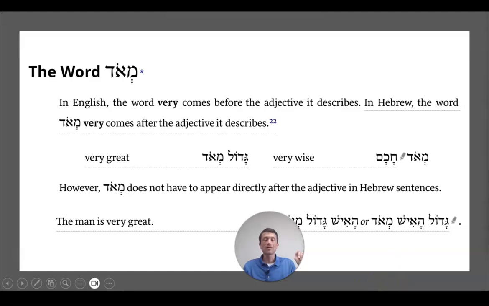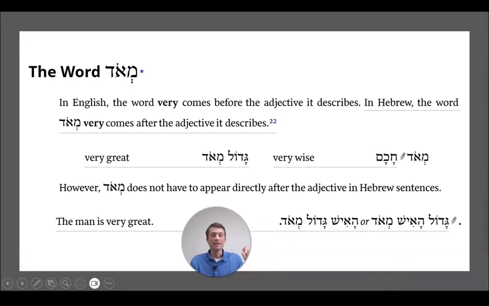All right, let's talk for a moment about the word ma'od. In English, the word very comes before the adjective it describes. So if you wanted to say someone is very old or very wise, you would say the word very before it. In Hebrew, ma'od comes after the adjective. So gadol ma'od is very great. Or it can be used before too, ma'od hakam, very wise.